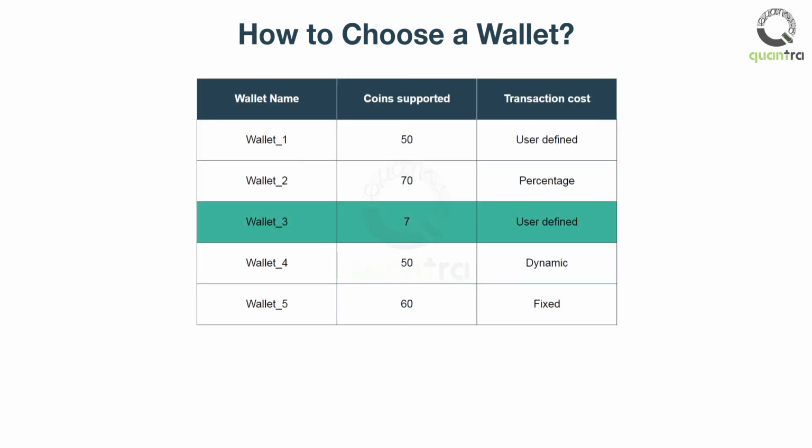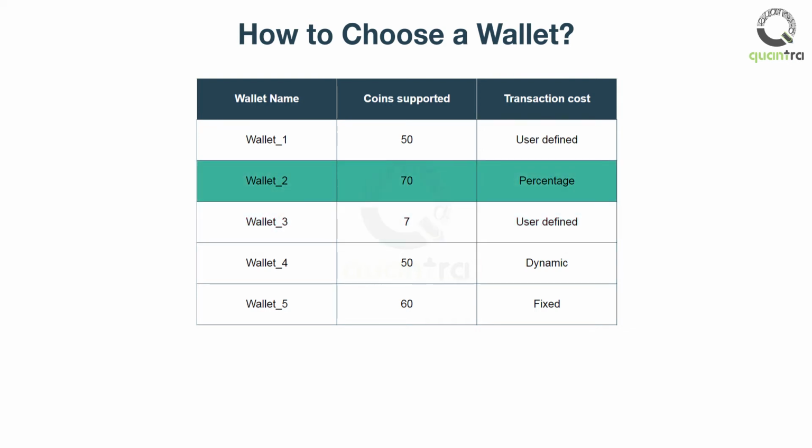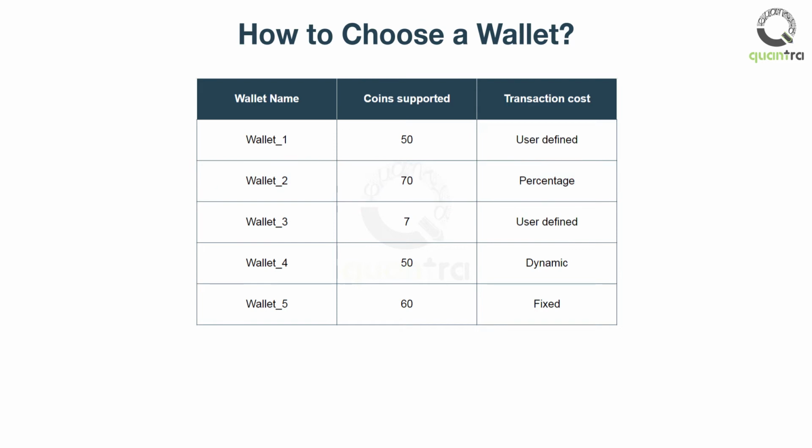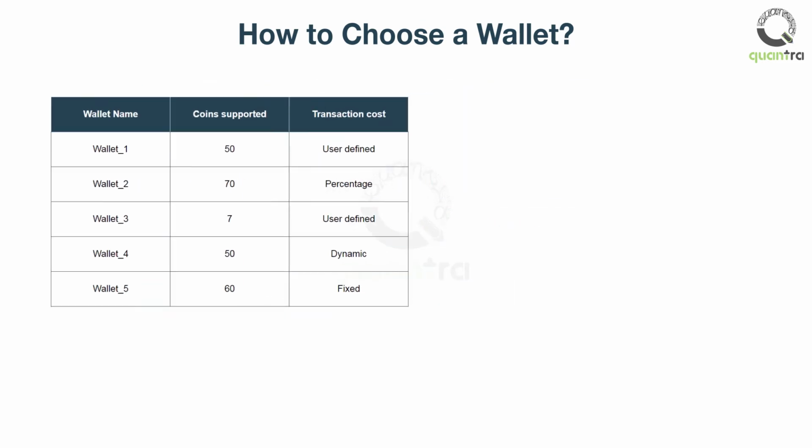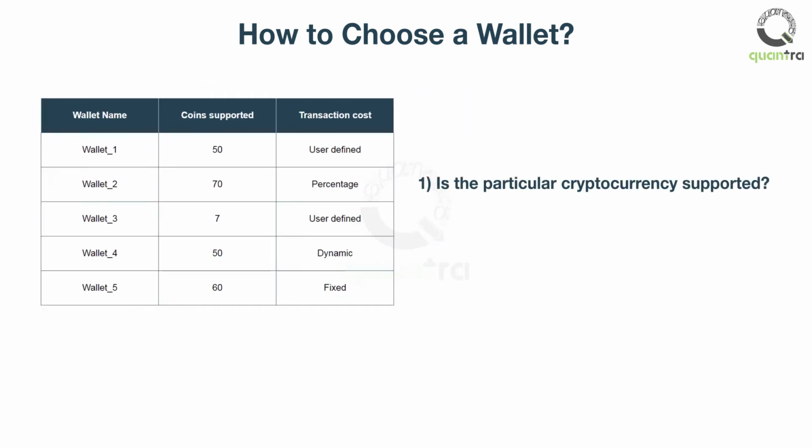We can also see that Wallet_3 provides only 7 cryptocurrencies to convert your cash to, while Wallet_2 has the highest number of coins at 70, which gives the user more flexibility. When we choose our wallet, we should pay very close attention to whether the cryptocurrency that we want is supported by that wallet, and also confirm the cost-effectiveness of that wallet with respect to other reliable ones on the market.